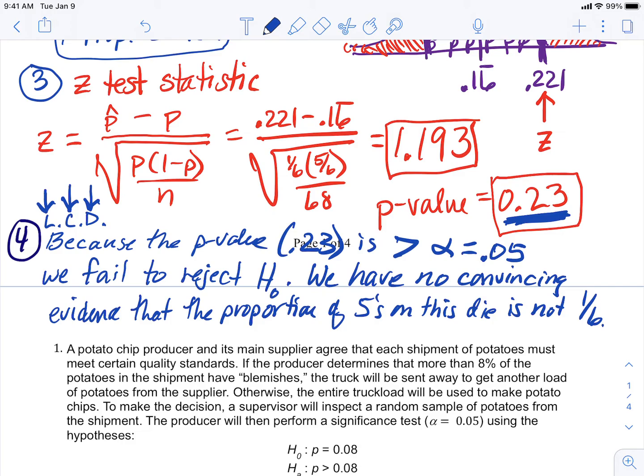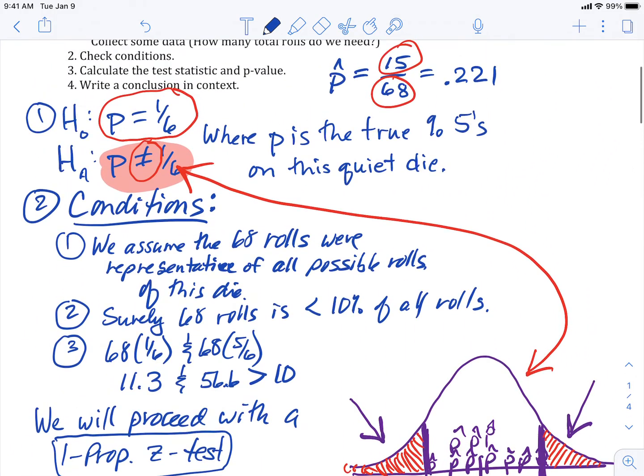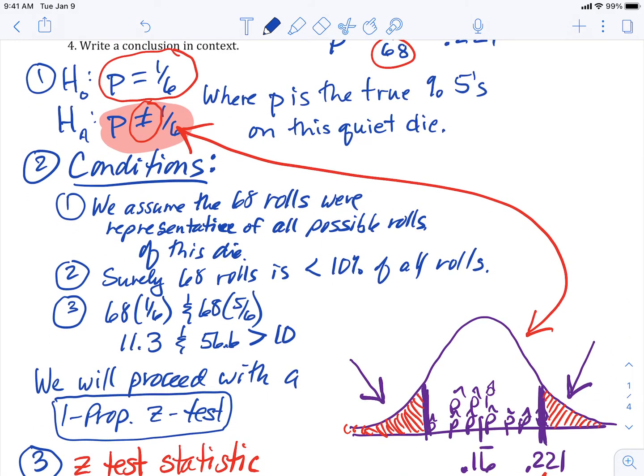We have no evidence that it's not fair. But we cannot say with any certainty what exactly the true proportion is. We just know we have no evidence that it's not 1/6. So that right there are the 4 steps, written a little on the large side. We probably could have squeezed it in a little better. But these are the 4 steps that we always want to take.